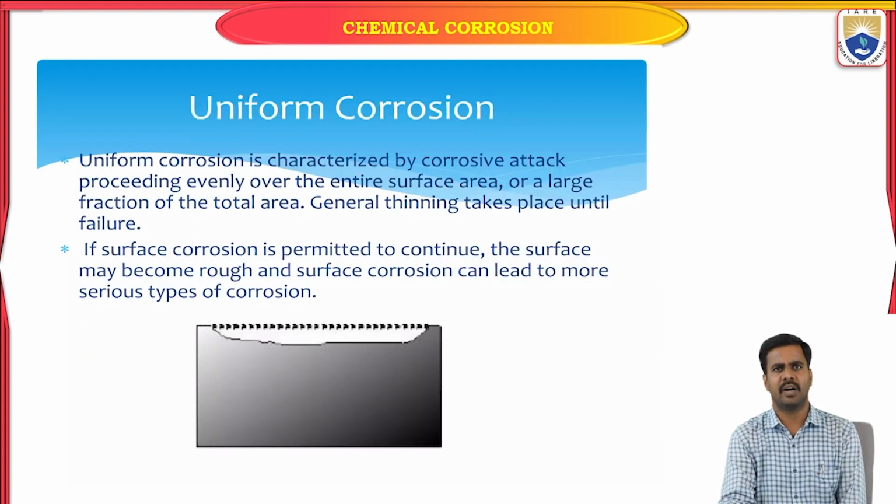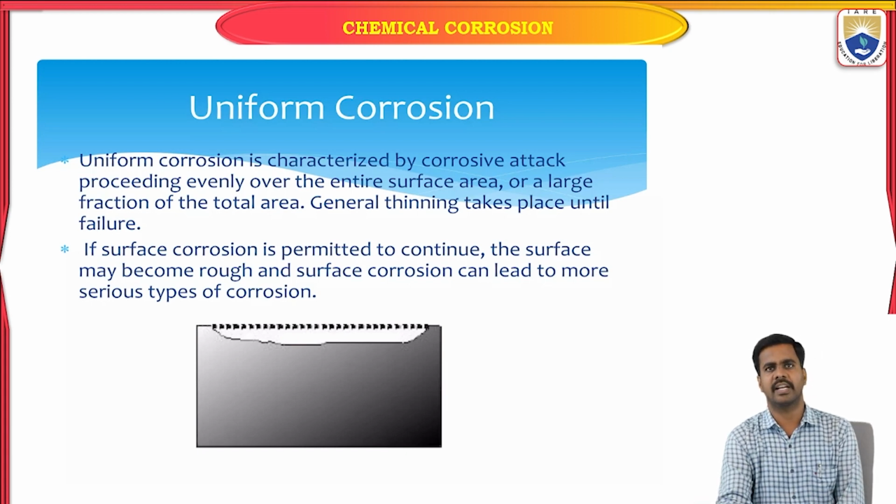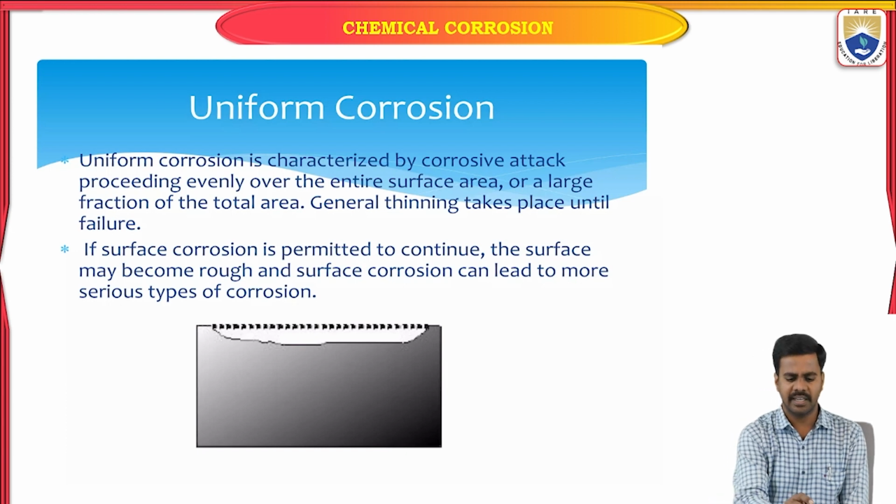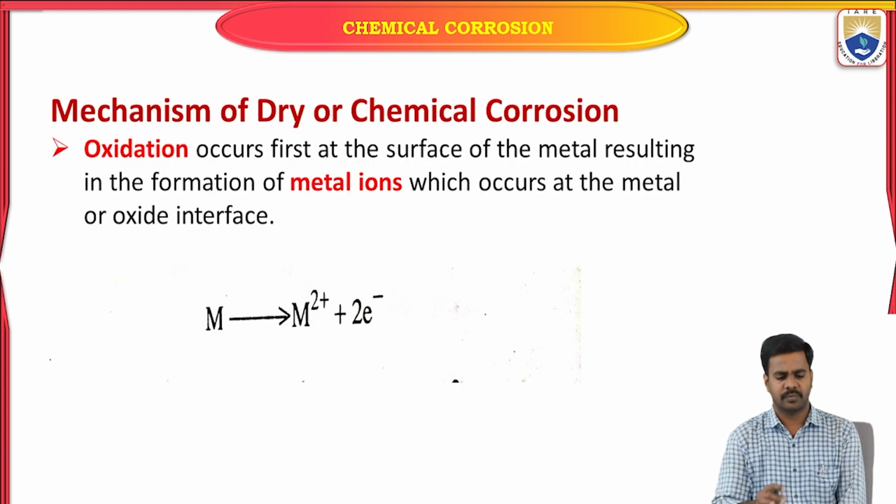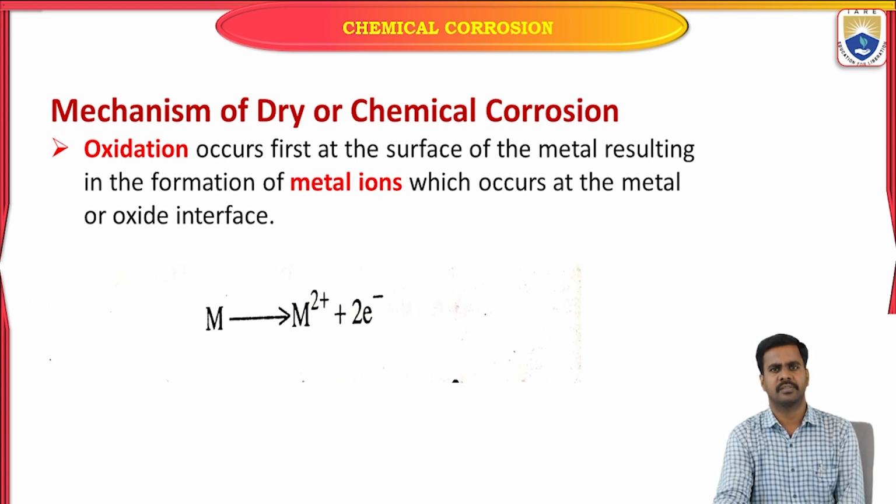Uniform corrosion is characterized by the corrosive attack proceeding over the entire surface area. Over a large fraction of the total area, general thinning takes place until failure. So let us see the mechanism: how does the dry corrosion process take place?